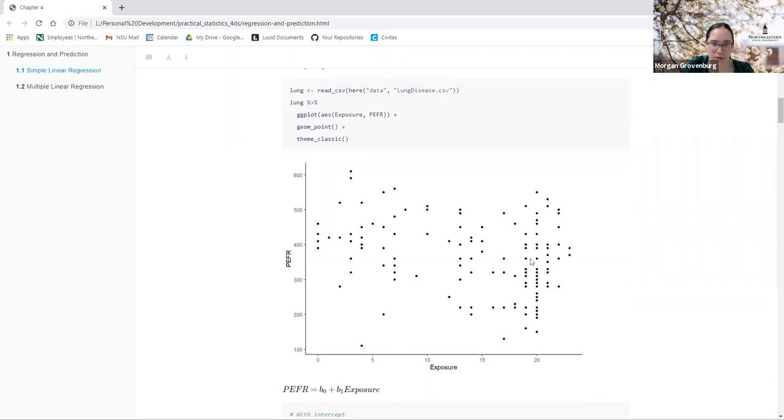So here's an example of some data that we have. Even visualizing it with the scatter plot, it's maybe hard to tell what the trend is here. And this sample data is measuring cotton dust: years of exposure to cotton dust against lung capacity. It's this PEFR.